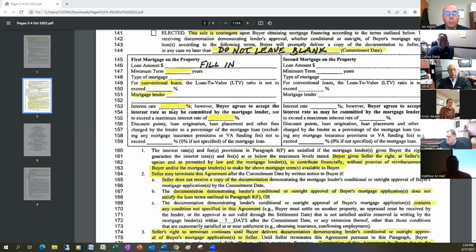So let's say your interest rate right now is 6.5. Put in 6.5, and then for the maximum interest rate, put a spread in there. Okay. 6.75 or 7, something.